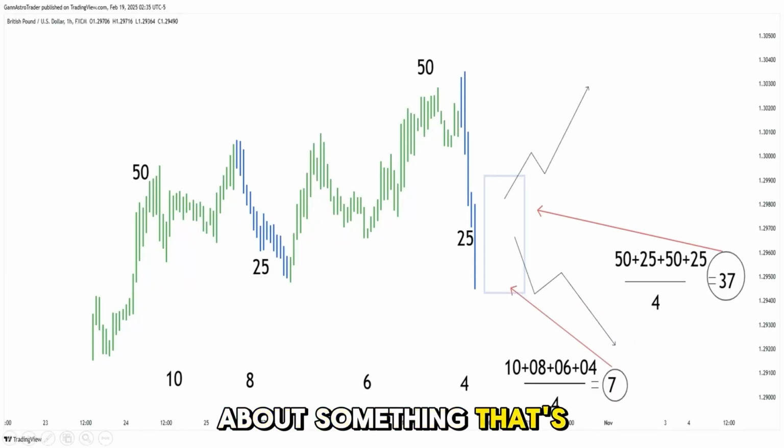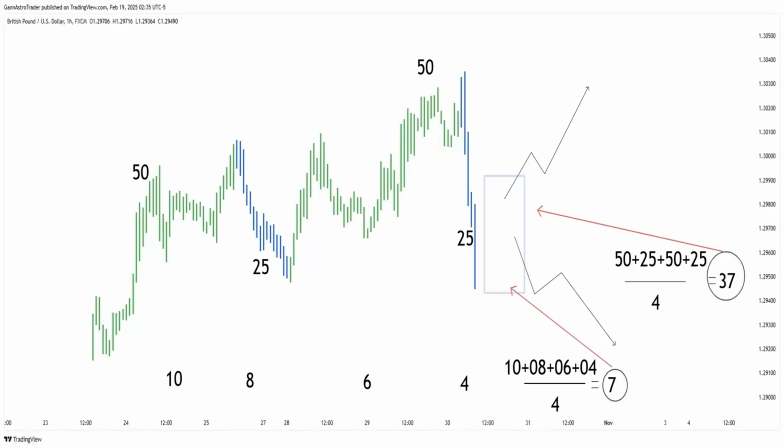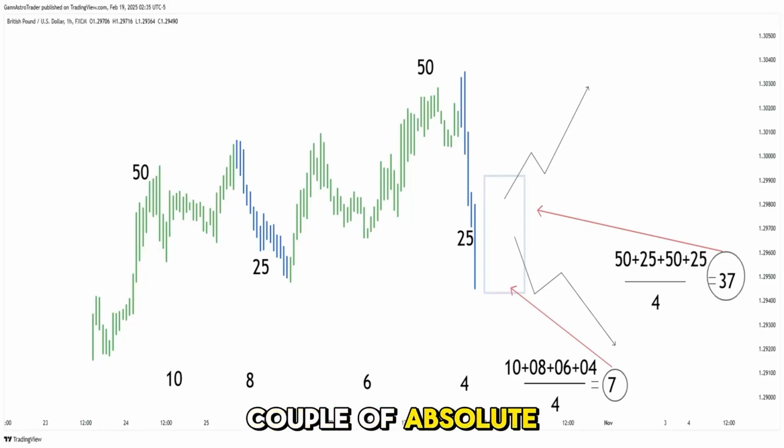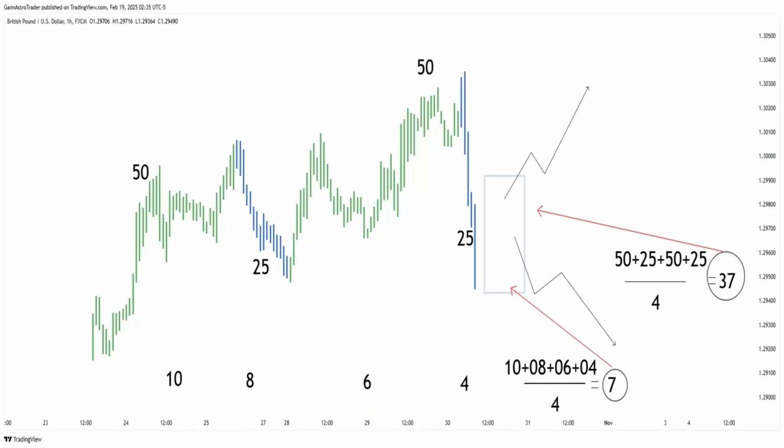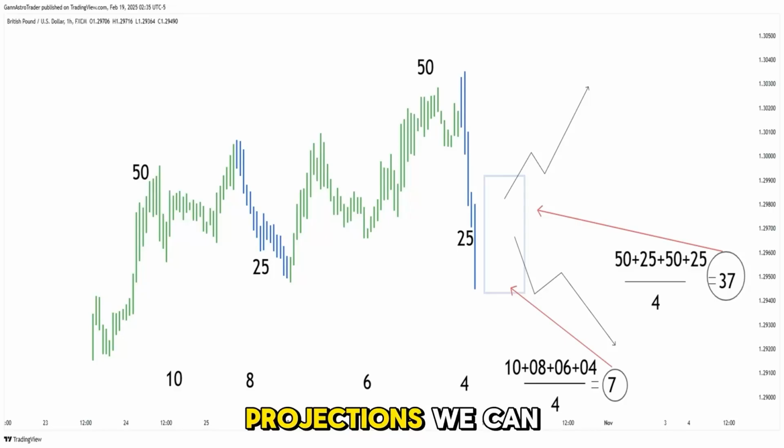Now, let's talk about something that's absolutely certain in the market. While nothing in trading is ever 100% predictable, there are a couple of absolute truths. First, the market always moves from pivot low to pivot high, then back to pivot low. We don't always know the magnitude of these movements, but we do know this cycle will continue. Second, the market always moves to the right. Time never stops, and the chart will always print the next bar. So, using our projections, we can create a target, a point on the chart where we expect price to reach within a given time frame.